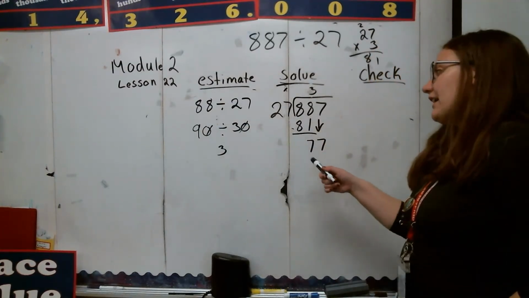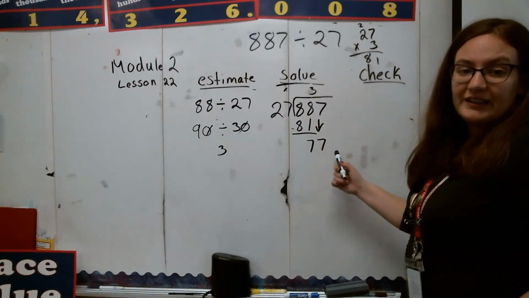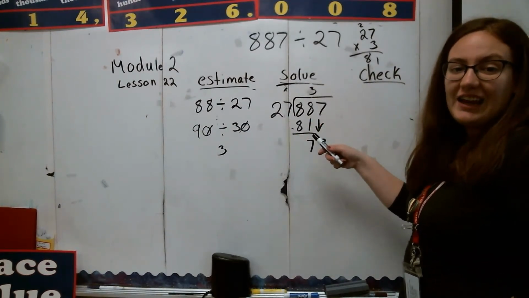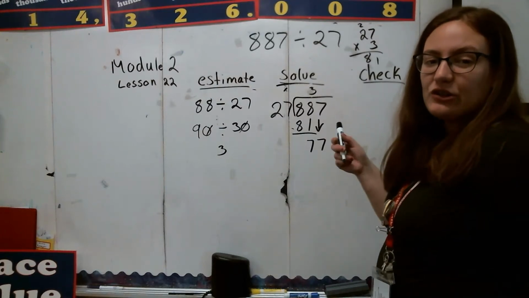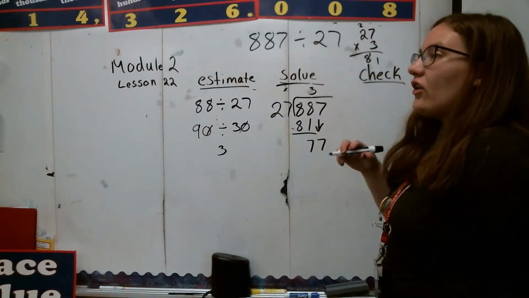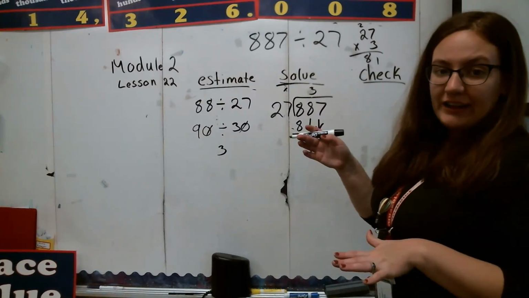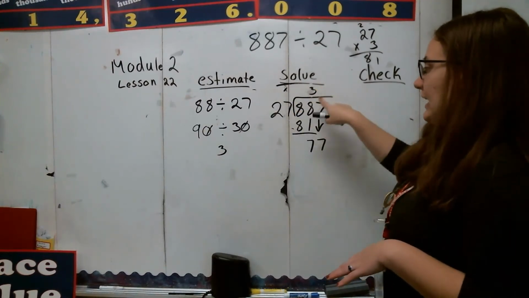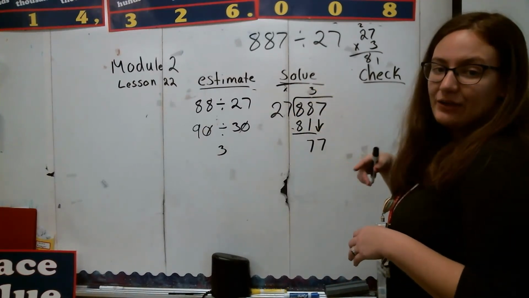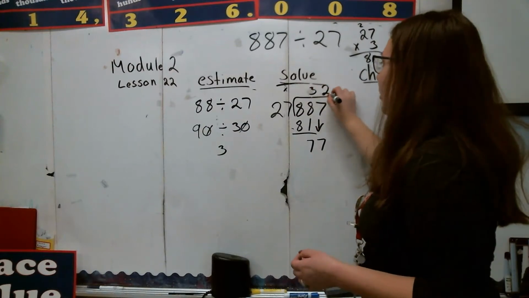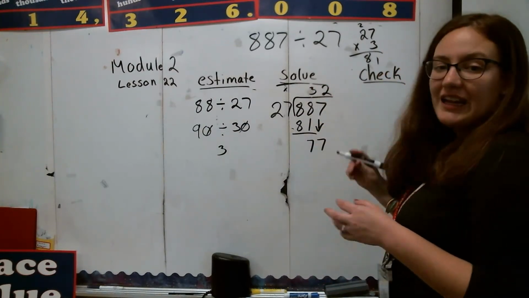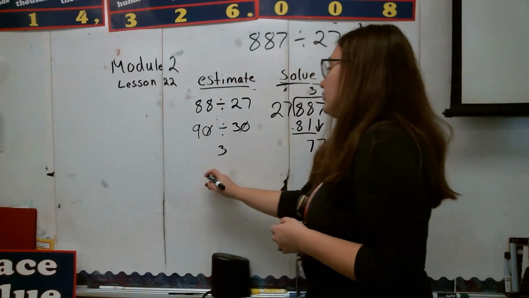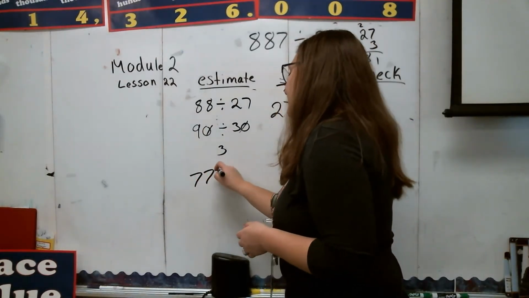Now, I'm trying to figure out how many times 27 can fit into 77. Well, I know 27 times 3 is 81. So that is going to be too big. So I could either use my number sense right now and see, okay, 27 times 3 is really close, but that's not going to work. So I should probably just do 27 times 2, because that's the next lowest factor. Or if you need to, you can always still do the estimate.